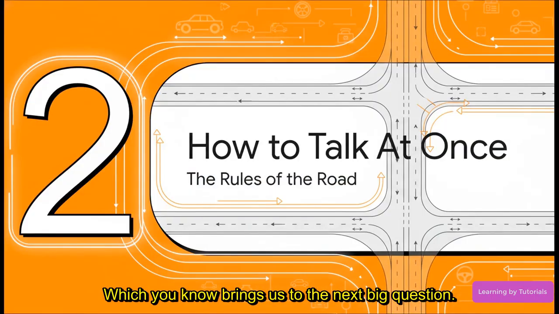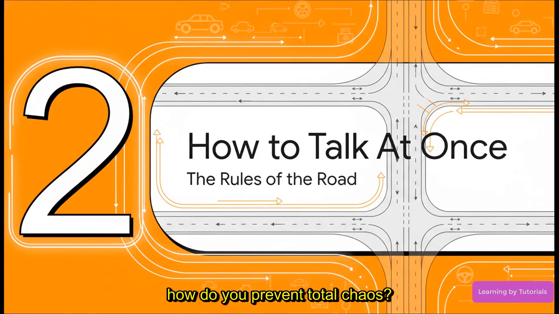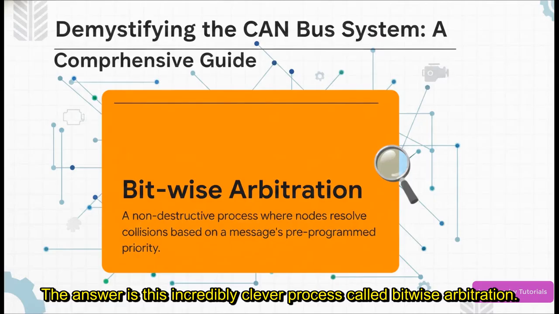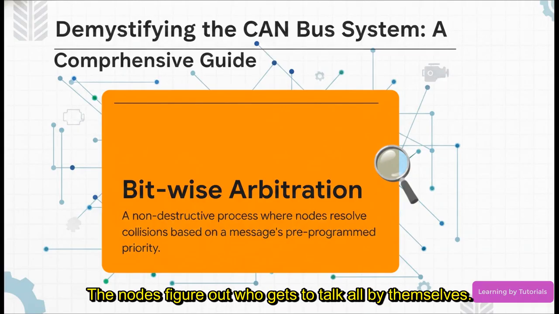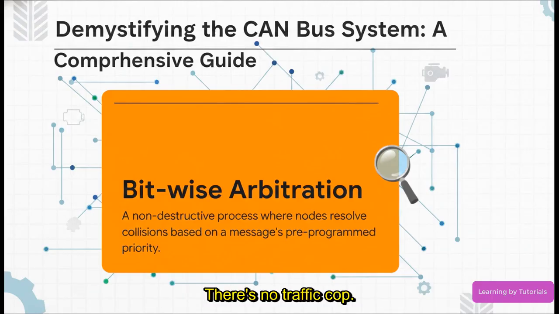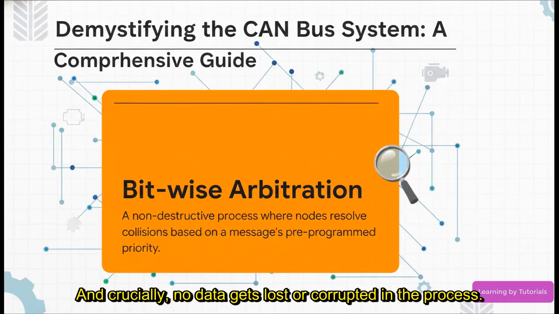Which brings us to the next big question. If any device on the network can start talking at any time, how do you prevent total chaos? How do you avoid these digital collisions? Well, let's look at the rules of the road. The answer is this incredibly clever process called bitwise arbitration. It's totally decentralized. The nodes figure out who gets to talk all by themselves. There's no traffic cop. The message with the highest priority simply wins the right to speak. And crucially, no data gets lost or corrupted in the process.